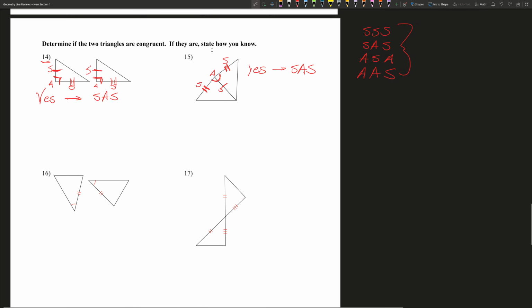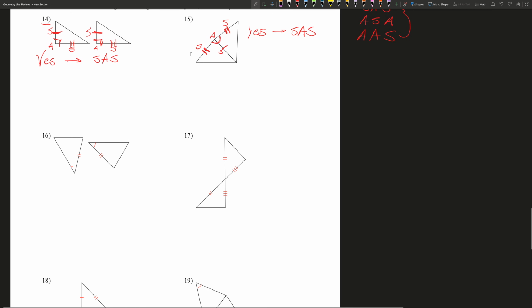All right, back on to 14 through 19. Number 16. So we have an angle congruent to another angle and a common side. So we have angle, side, angle, angle, and side. But we don't have a third thing, so we can't know that these two triangles are congruent. They might be, but we can't prove it. So no, that's not necessarily congruent.